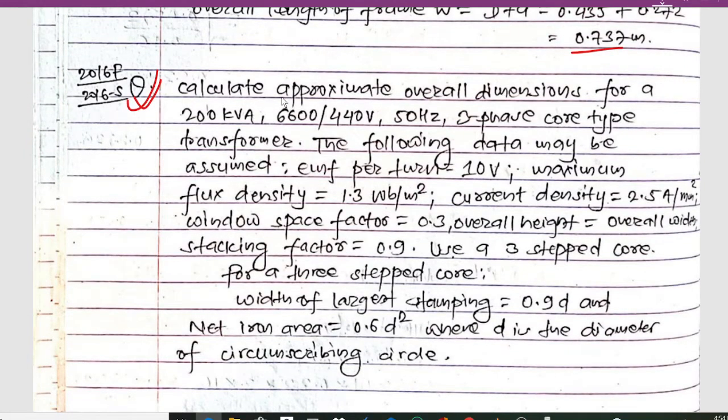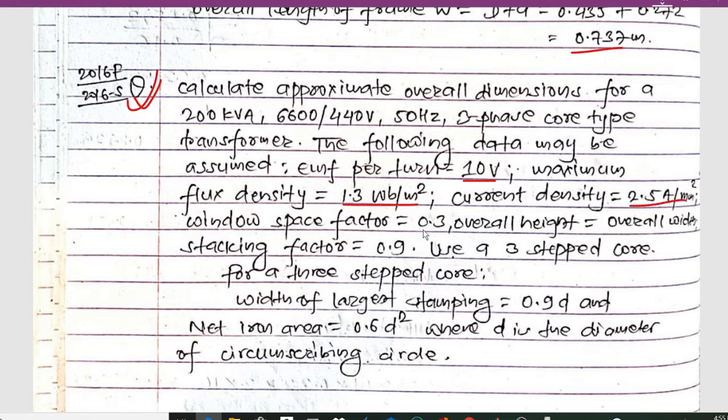So here, calculate approximate overall dimensions for a 200 kVA 6600/440 volt 50 Hz 3-phase core type transformer, and the following data may be assumed. EMF per turn is 10 volt, and maximum flux density is 1.3 Wb per meter square. Current density is given as 2.5 ampere per mm square.